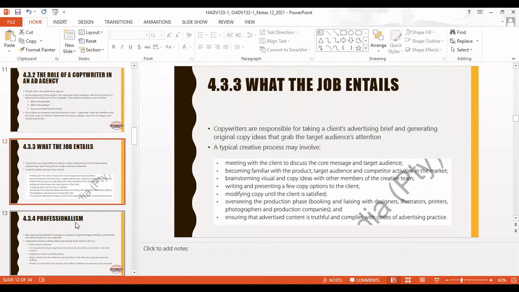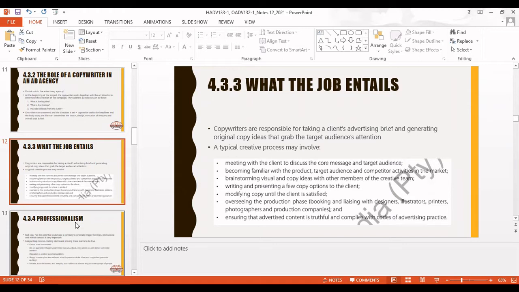As you write a copy, this copy is original because these are new ideas that you start to think of. The purpose of all these copies is that they have to attract the attention of the audience, the target audience, whom you are targeting with the advertisement.